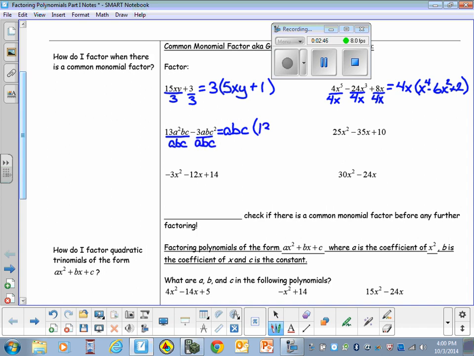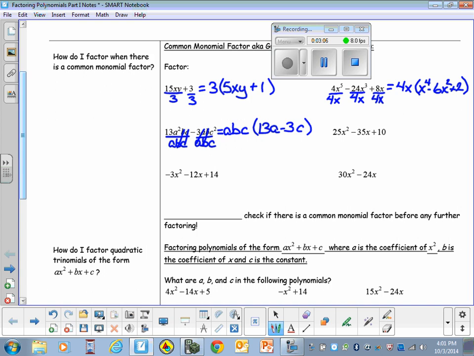I'm going to keep the 13. A squared divided by A is A. B and C cancel out. I'll end up keeping the negative 3. A will cancel out. B will cancel out. C squared divided by C will be C.